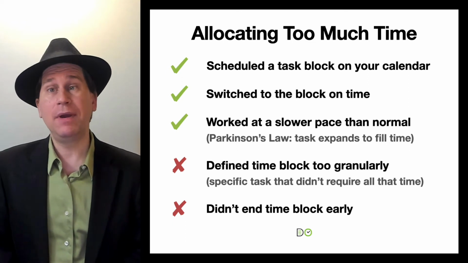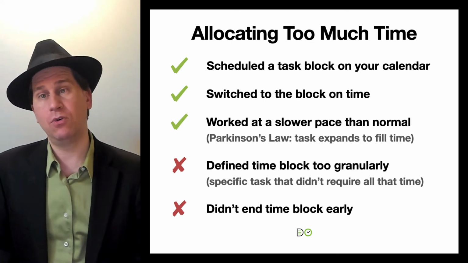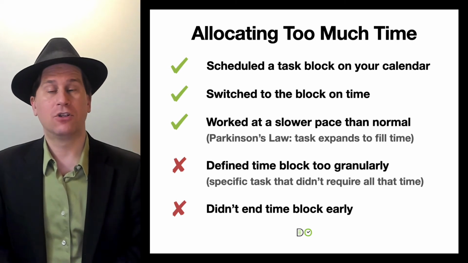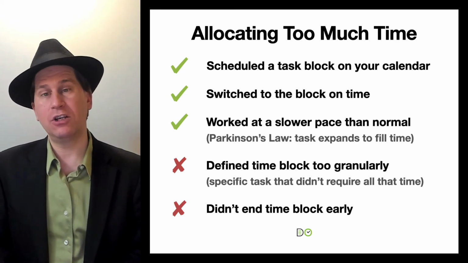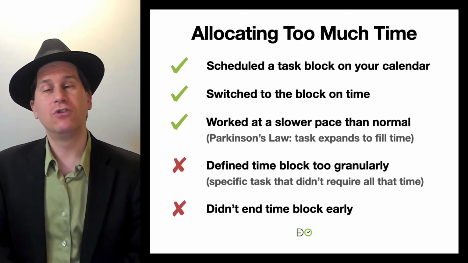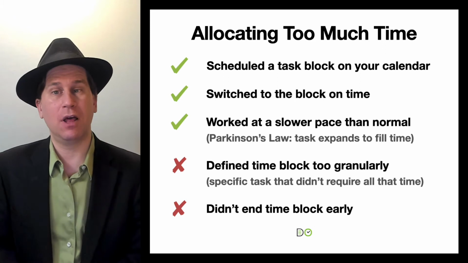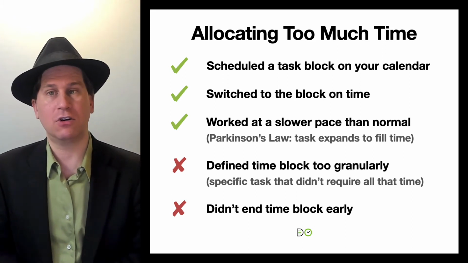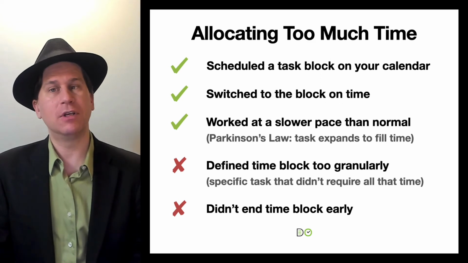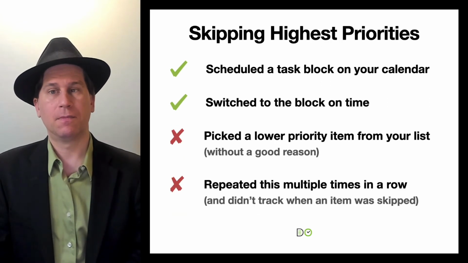However, maybe I don't give it enough time. So I really actually do want to give it enough time to work through it. So one of the issues is that we don't tend to, if I give it 2 hours, do the blog post in an hour and end my time block early, or switch to the next task early. So allocating too much time is another issue we run into.